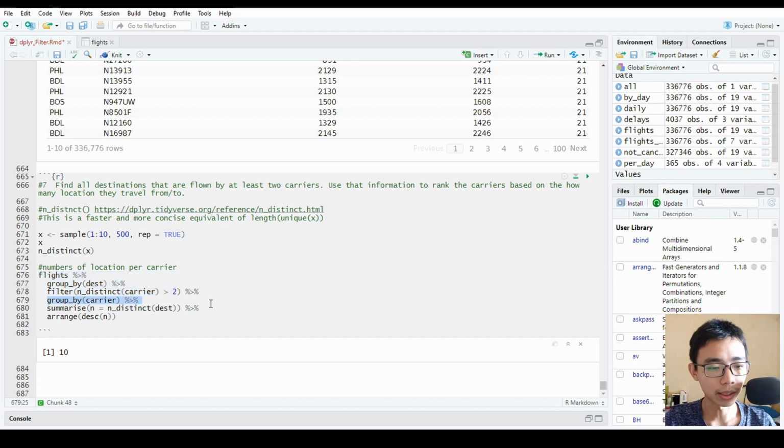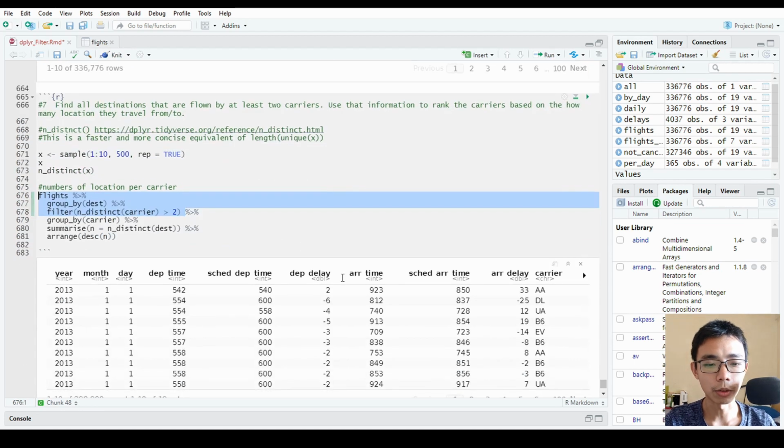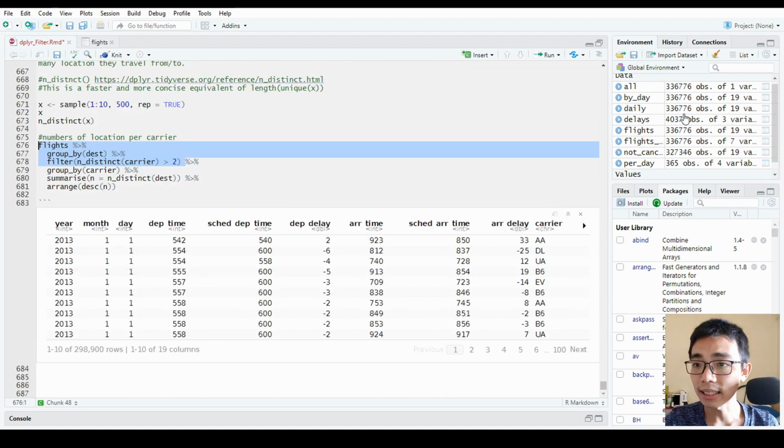Okay, let's go to the third one. Actually, let's just run it so that we can have a look. Instead of 336,000 rows, we are now left with around 300 rows, because those destinations that are only flown by one carrier, we don't care about, we don't want them.